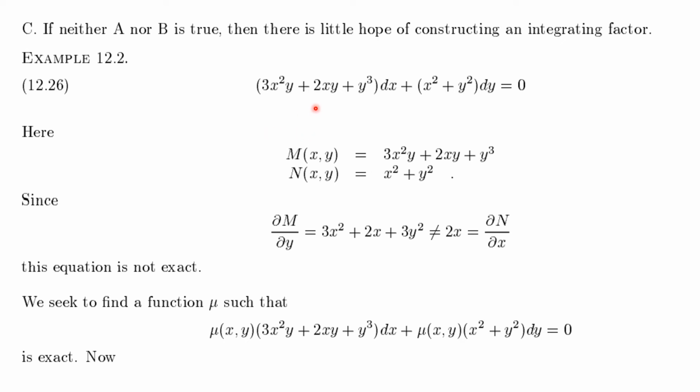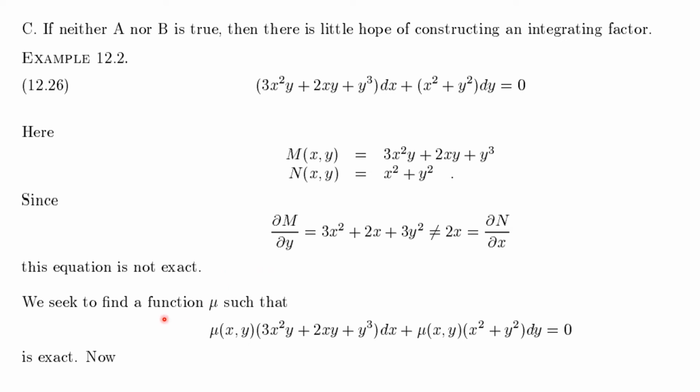Okay, so suppose you have this equation that you're solving. So here is the m of xy, and here's the n of xy, and notice that now, instead of writing y prime over here, I make this into dy, and I put dx over here. So m of xy is the coefficient of dx, and n of xy is the coefficient of dy. Now, when I take the partials, the partial of m with respect to y is 3x squared plus 2x plus 3y squared, and when I take the partial of n with respect to x, I get 2x, and those two things aren't equal, so the equation is not exact.